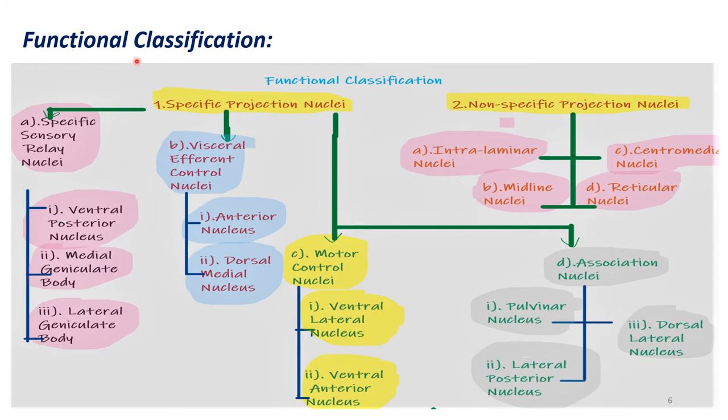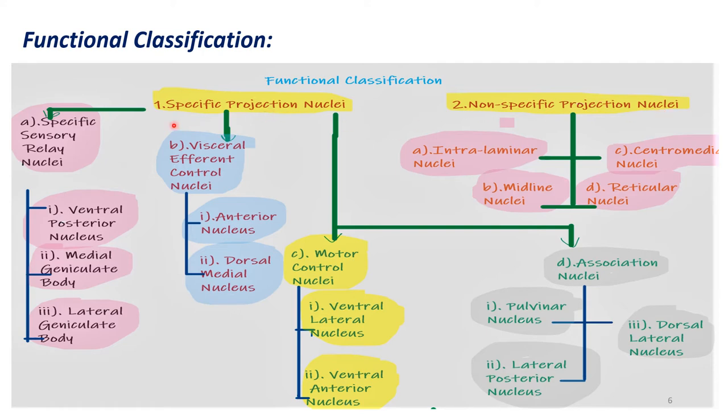Now we are clear how the nuclei are classified anatomically in thalamus. Now this is another classification, which is the functional classification, or what we call the physiological classification. As per the functional classification, we have the thalamic nuclei grouped in two groups. One is the specific projection nuclei and the second is non-specific projection nuclei.